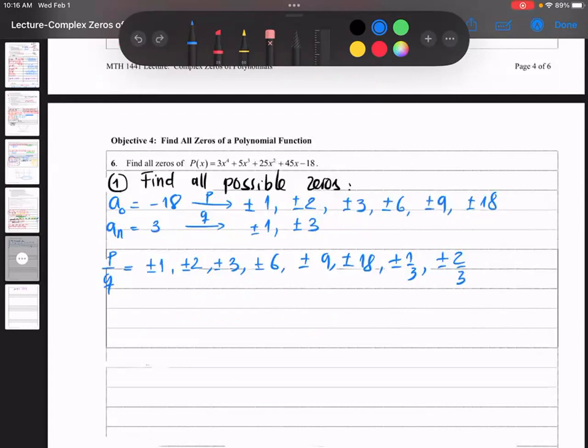The possible zeros. So those are possible candidates, right? Now you want to find the real ones, or in this case, both real and complex. Evaluate a few integers to find the real zero.